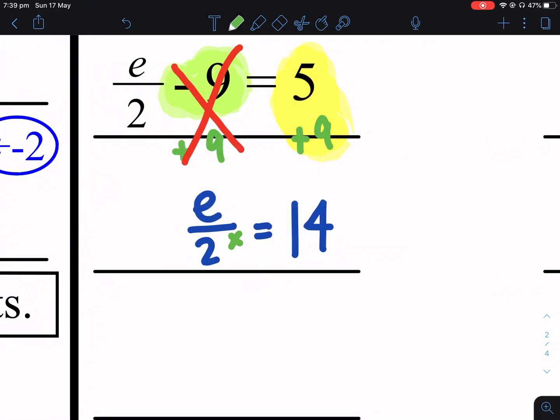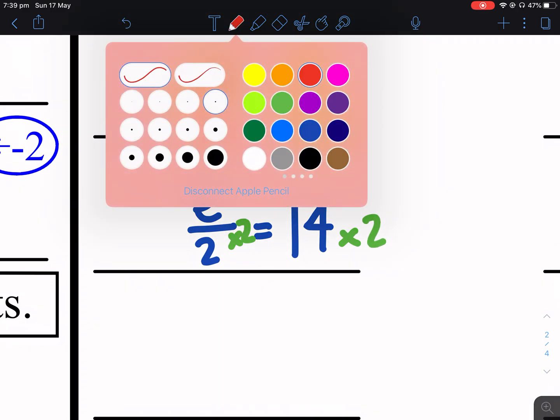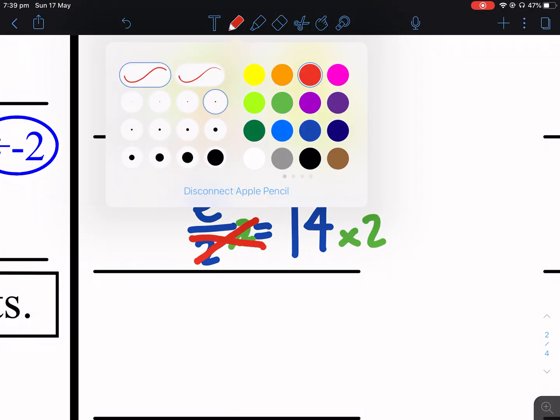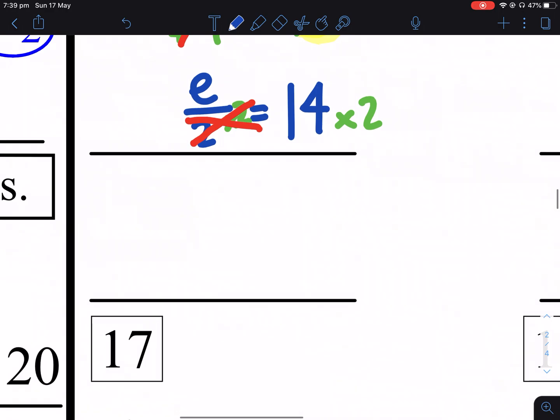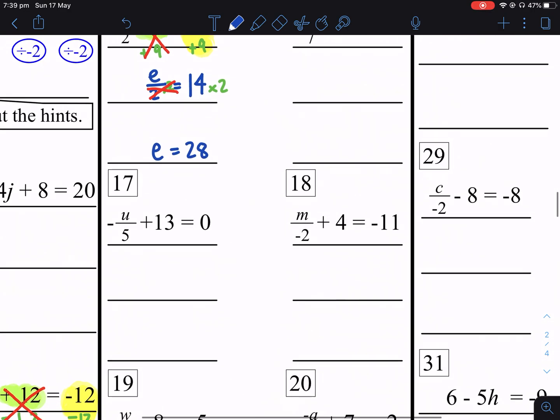So we're going to write a little times 2, times 2. And what that does is that gets rid of the 2's from the left, because dividing by 2 times 2 undoes it. We've just got the e, and then 14 times 2 is 28. So that's how you do those. You can kind of do them all the same.